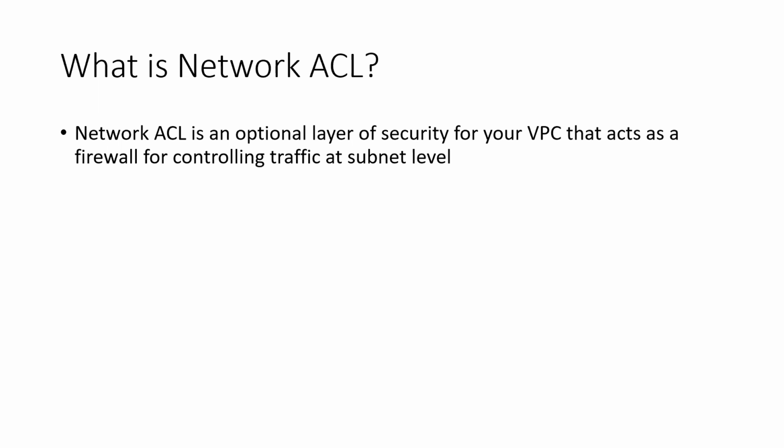Your security group level rules will be evaluated right before your instance. But the network access control list will be evaluated before the packet enters into the subnet. I want you to understand that. So this is at the subnet level.